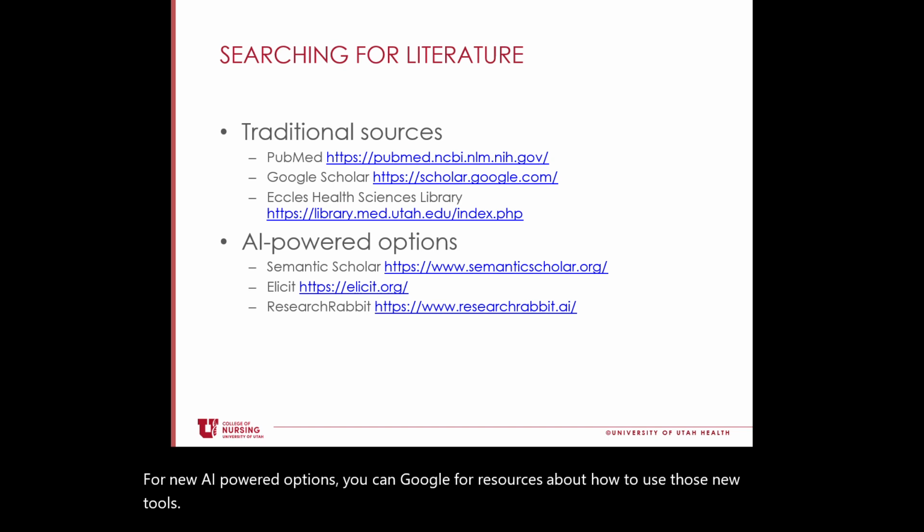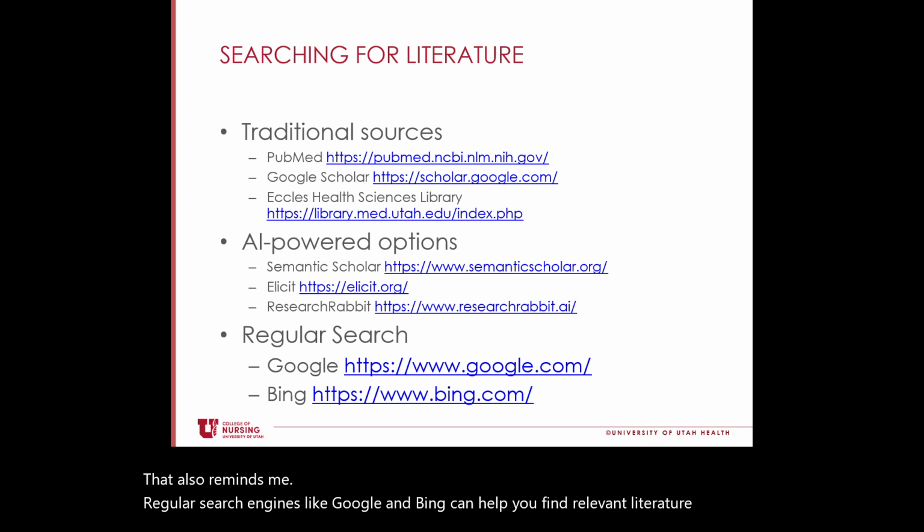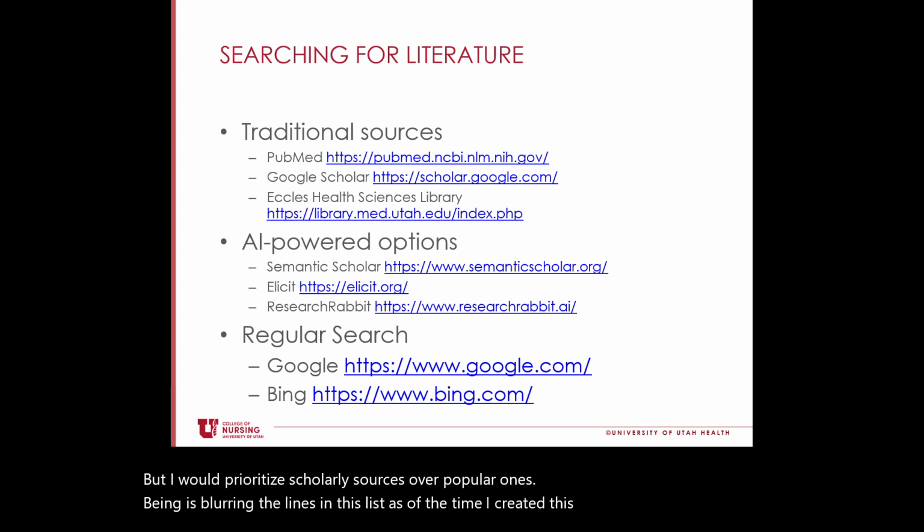That also reminds me, regular search engines like Google and Bing can help you find relevant literature, but I would prioritize scholarly sources over popular ones. Bing is blurring the lines in this list. As of the time I created this presentation, Bing has added AI integration as well.